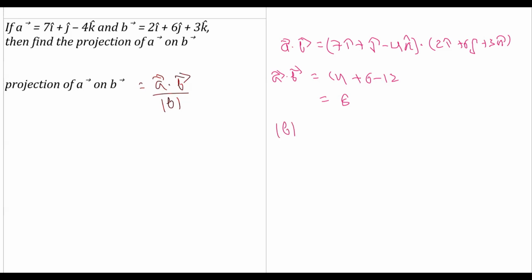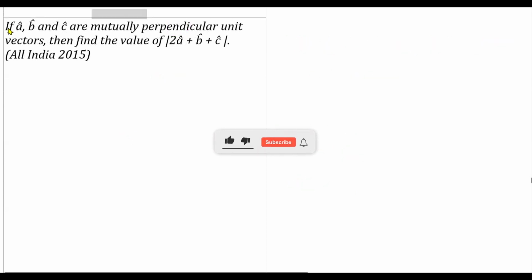And then we have to get B magnitude as well. B magnitude is square root of 2 square, which is 4, plus 6 square, that is 36, plus 3 square, which is 9. It is how much? Under root 49. So we can say that the B magnitude is 7. Now next we are going to simply plug in the values over here. A dot B I can replace as 8 and B magnitude with 7. So we'll say that the projection of A on B is 8 over 7.